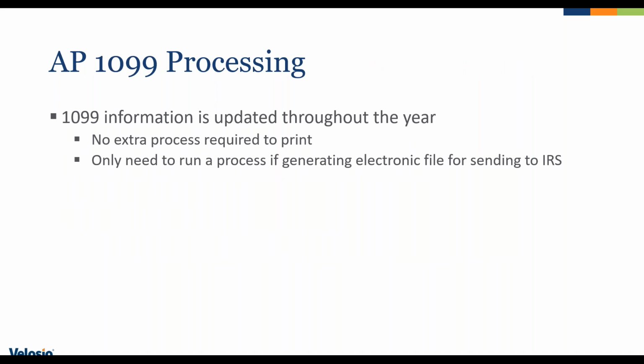The 1099 amounts are updated throughout the year. So as I mentioned, you have a voucher that's coded with the 1099 box number. You issue a check to pay those vouchers. That amount paid to them is automatically going to accumulate as a 1099 amount. There are no extra processes required to print or generate 1099 amounts, nothing like that, like we have with the W-2s on the payroll side. Only time you might need to run a process with this is if you're generating an electronic file to send to the IRS with this information.